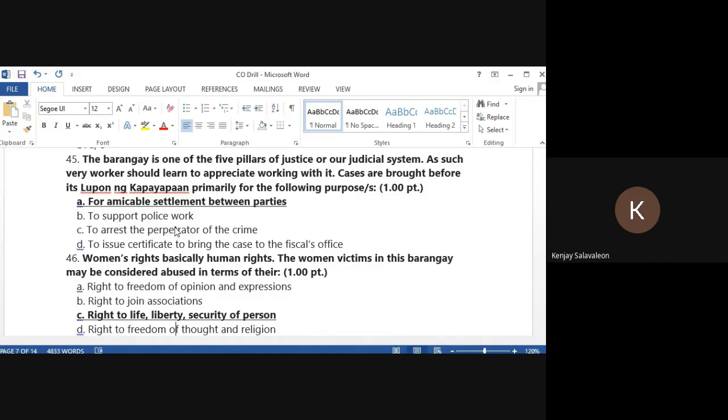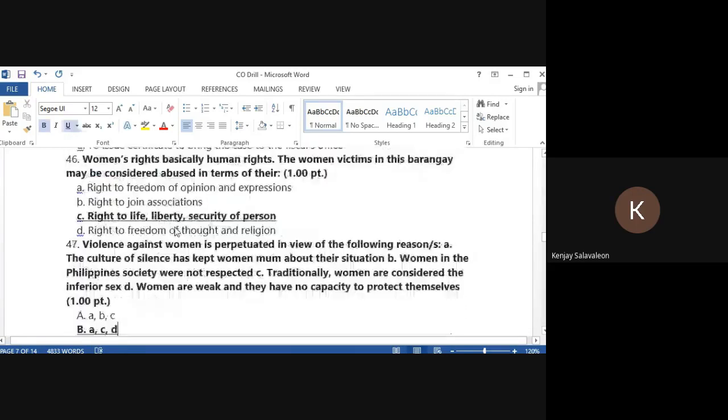Okay, 46. Women's rights, basically, what are they? Grammatical error. Women's rights are basically human rights.